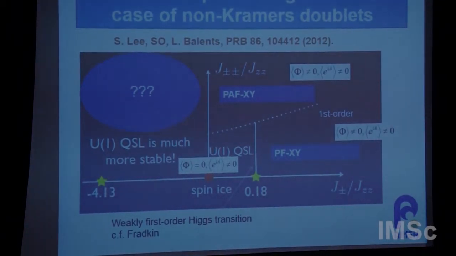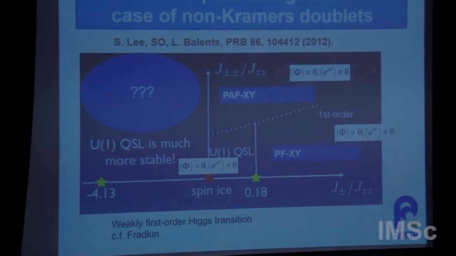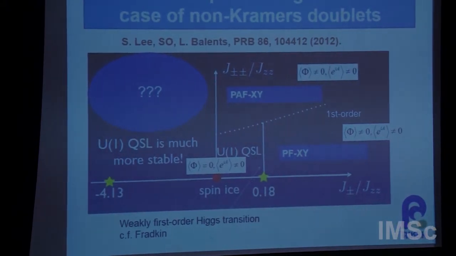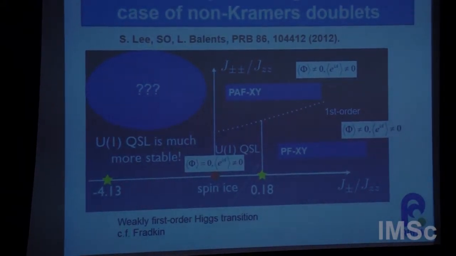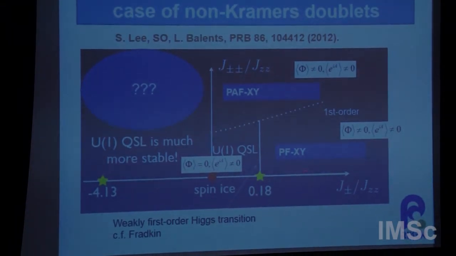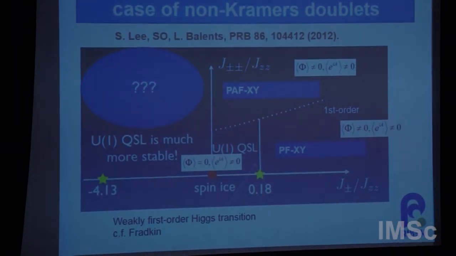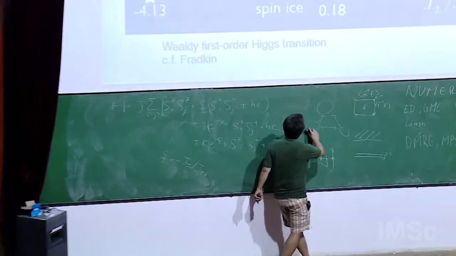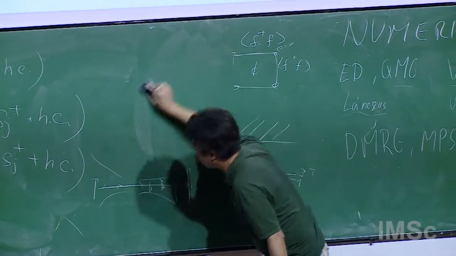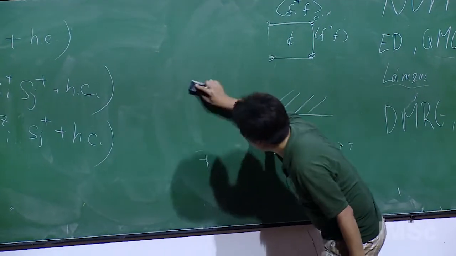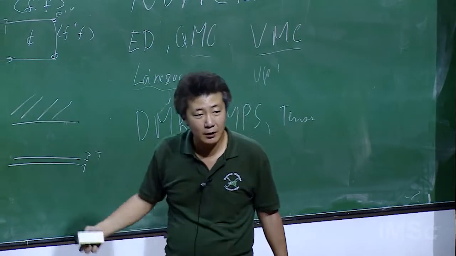But in any case, it's clear that on this side the U1 spin liquid is quite stable. On the other hand, if we go to the other direction, we still have a U1 quantum spin liquid ground state here, but at the end we have a weakly first order Higgs transition to a Bose condensed phase with a charge 1 Higgs aspect. And then we have a ferromagnetic order of the spins in this notation, in the local coordinate.